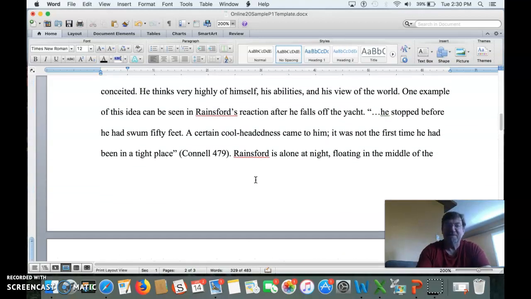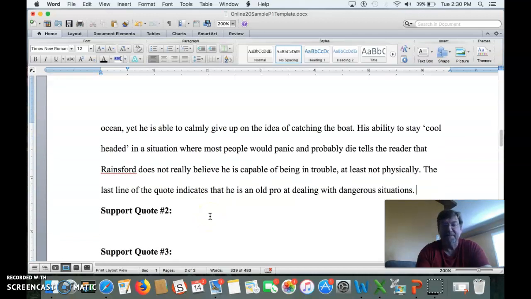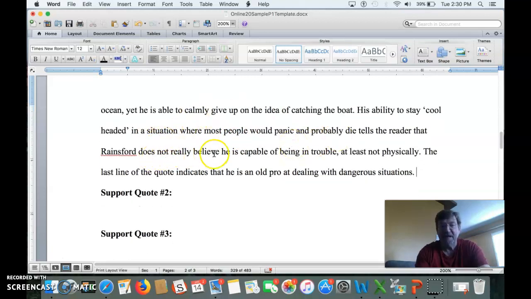Have I done a good job? Let's read it. Cool-headed escape. Not the first time I've been in a tight place. Rainsford's alone at night, floating in the middle of the ocean, yet he's able to calmly give up the idea of catching the boat. His ability to stay cool-headed in a situation where most people panic and probably die tells the reader Rainsford does not really believe he's capable of being in trouble, at least not physically. The last line of the quote indicates he is an old pro at dealing with dangerous situations.